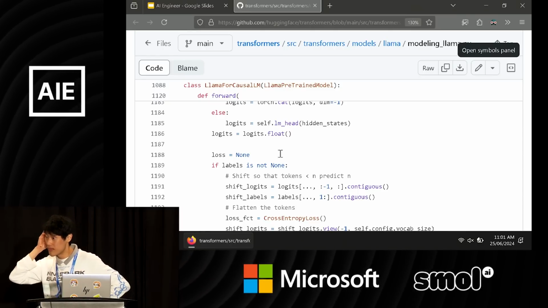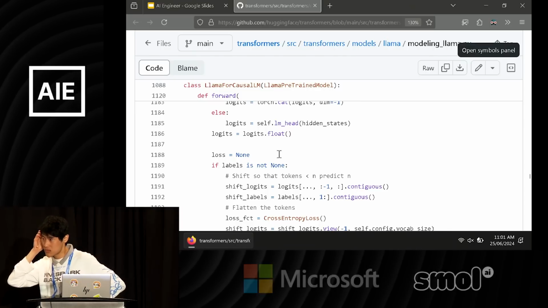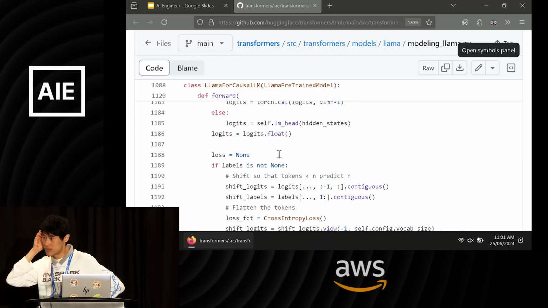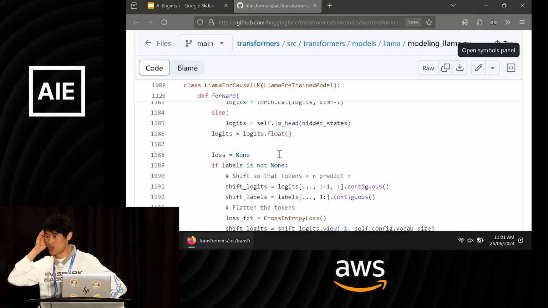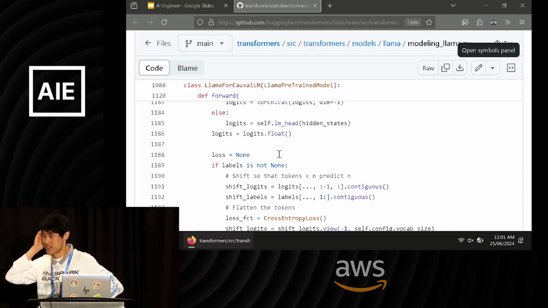You said you're doing the operation 32 times. Is that just an arbitrary thing that people figured out works, or is there a reason for that? Oh, that's up to you. If you want more parameters, you can do 300 times, up to you.